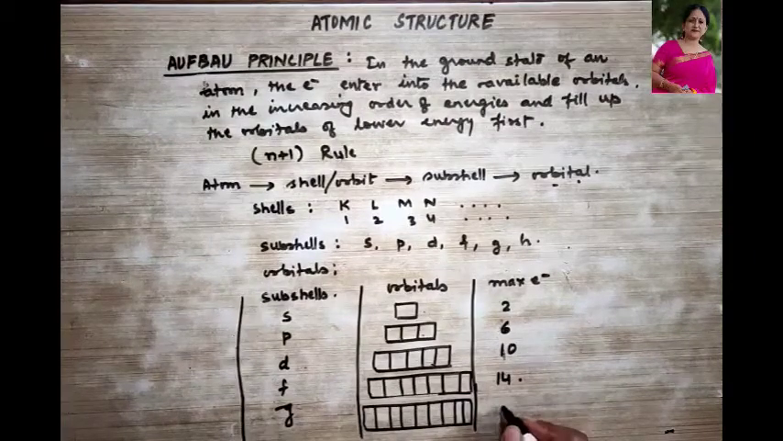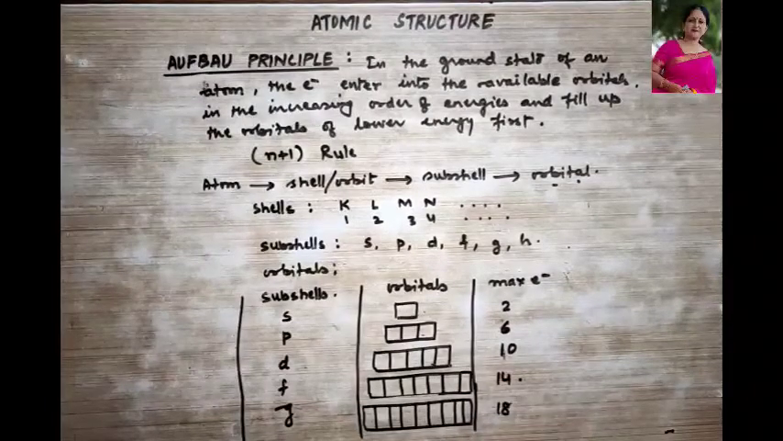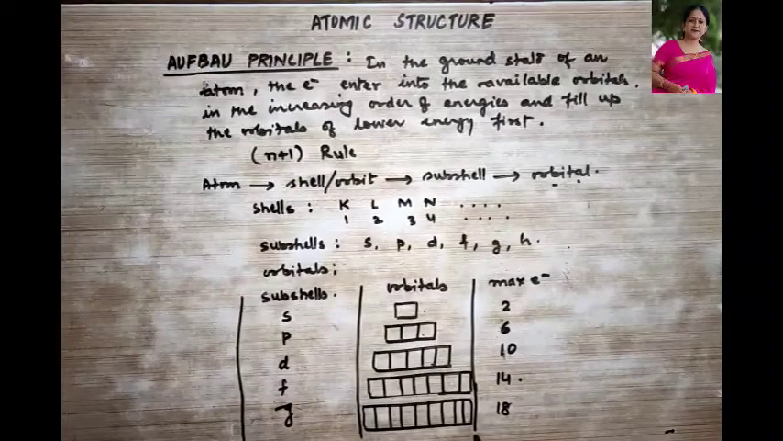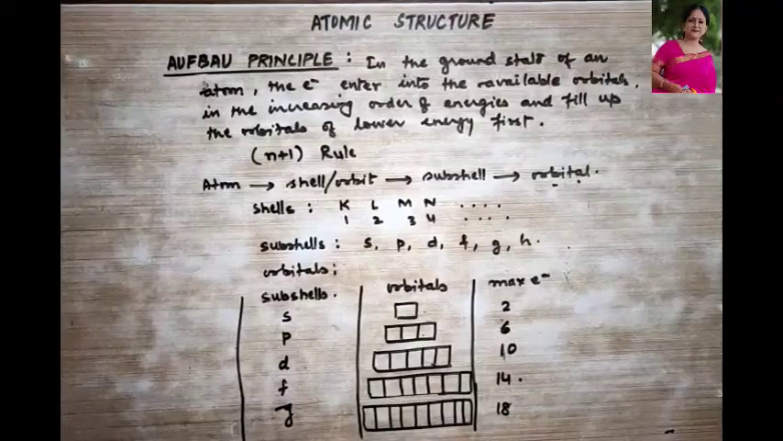So how many electrons maximum can that G subshell accommodate? 9 2s are 18 electrons. Similarly, you can go to H. The H subshell will have how many? 11 orbitals, and 11 2s are 22 electrons will be maximum put into the H subshell.